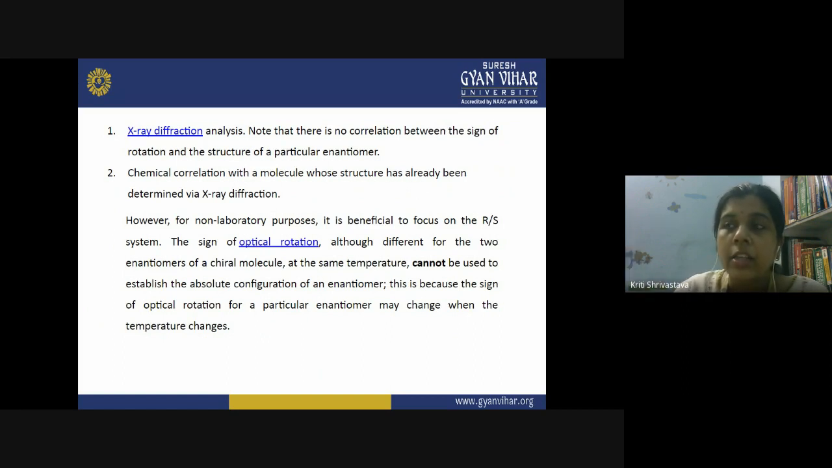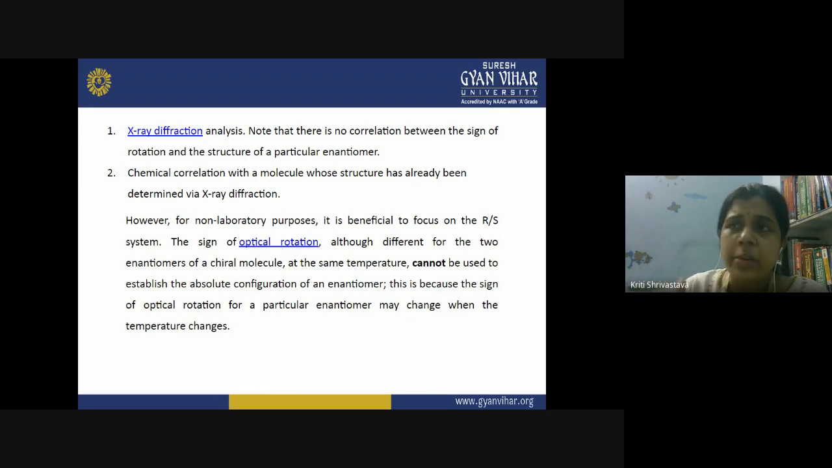That convention was actually destroyed by the Cahn-Ingold-Prelog system, and they said that there is actually no correlation between the sign of the rotation and the structure of the particular enantiomer. So the experimental method could be X-ray diffraction studies, with the help of which you can establish the handedness in the molecule. The second method is the chemical correlation method, with molecules whose structure has already been determined via X-ray diffraction. You can compare your unknown molecular structure with a structure that has already been assigned handedness by an X-ray diffraction study.